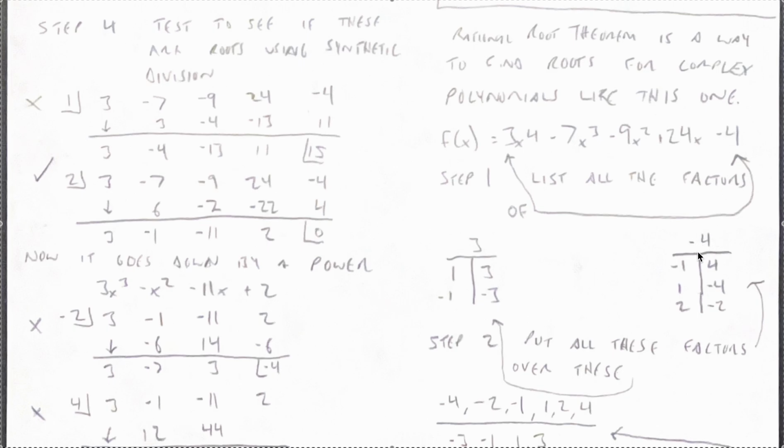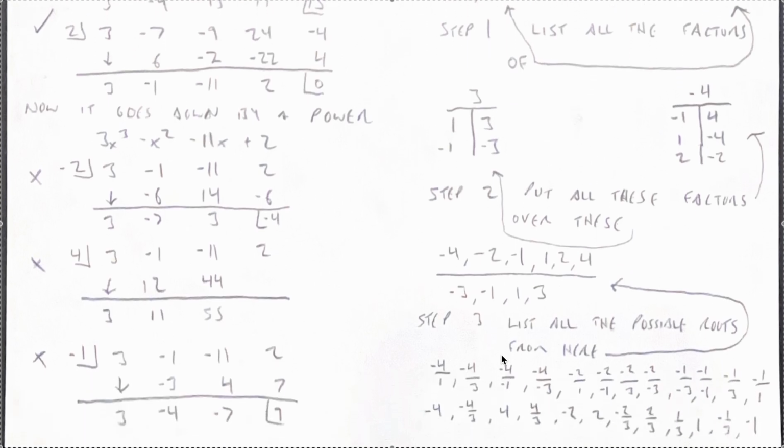I have the negative 4 here with the factors, and the 3 here with the factors. 1 times 3 is 3. Negative 1 times negative 3 is 3. And I do the same thing here. Negative 1 times 4, 1 times negative 4, 2 times negative 2.